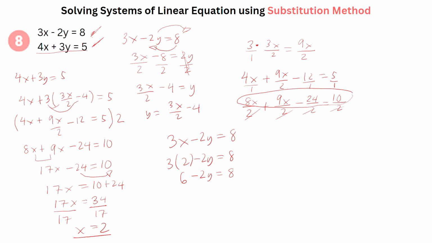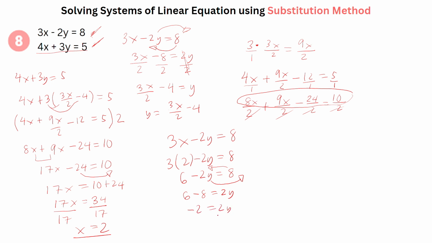Okay, I guess it would be much easier if I'm going to transpose the negative 2y to the right side, and then transpose the 8 to the left, so that I can have a positive y. So 6 will retain, 8 will become negative 8, and then is equal to 2y. I hope you can still follow this one. So 6 minus 8, obviously that's negative 2, equals 2y.